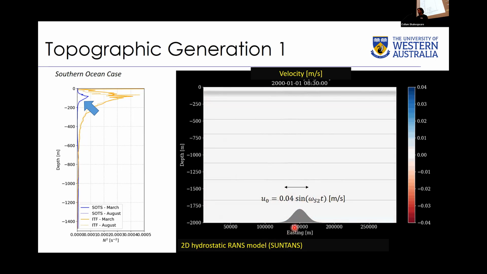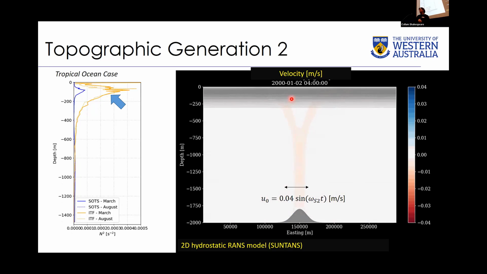Showing the velocity field here, you see energy radiating vertically away from the topography along these beam paths, and that energy is propagating horizontally as well. When it reaches the thermocline or the pycnocline, this high buoyancy frequency region with close together isopycnals, the energy bends, and that's due to the internal wave dispersion relationship, which I won't talk about too much.